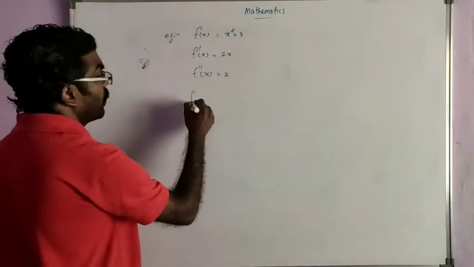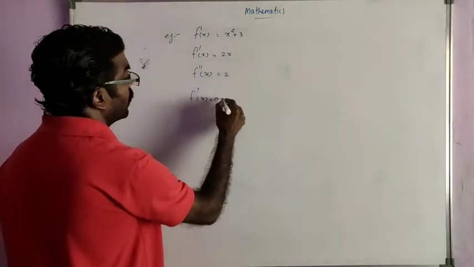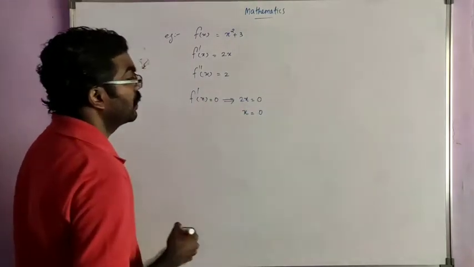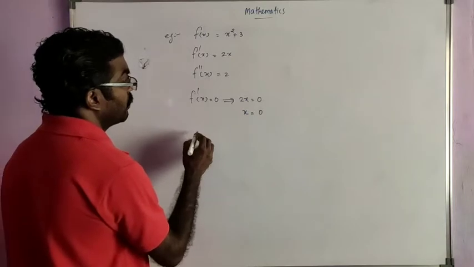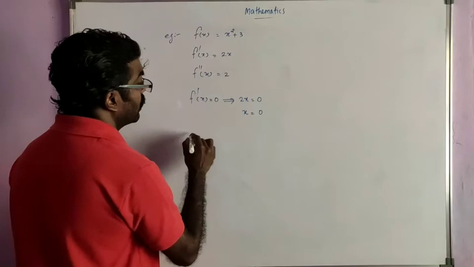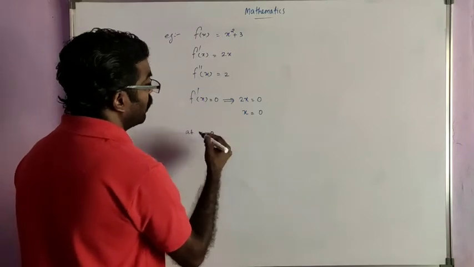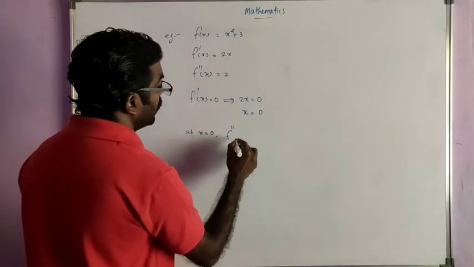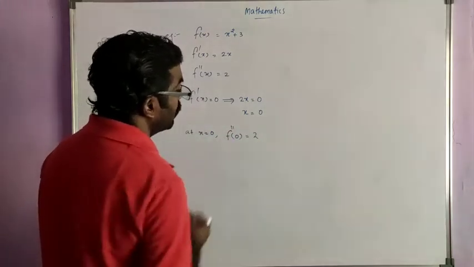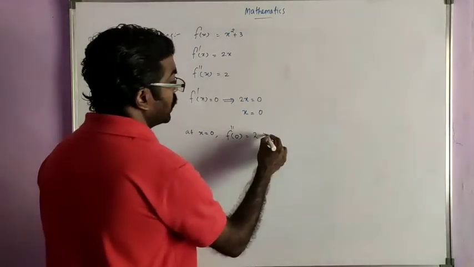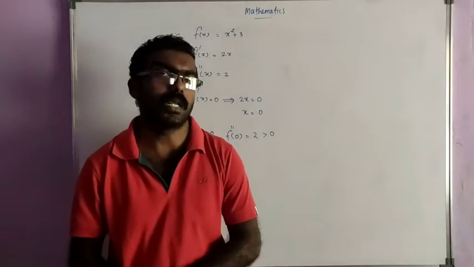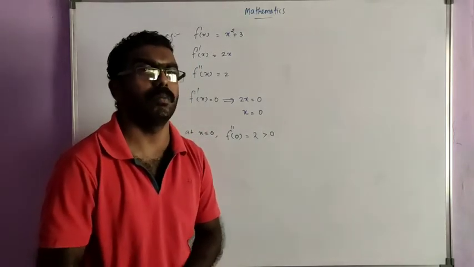Now we can find the critical point. f dash of x equal to 0 implies 2x is equal to 0, or x equal to 0. Then the next step is we have to put x equal to 0 in f double dash of x. So at x equal to 0, f double dash of 0 is equal to what? Here it is a constant, so 2. That means it is greater than 0. So at x equal to c, f double dash of c is greater than 0, positive.